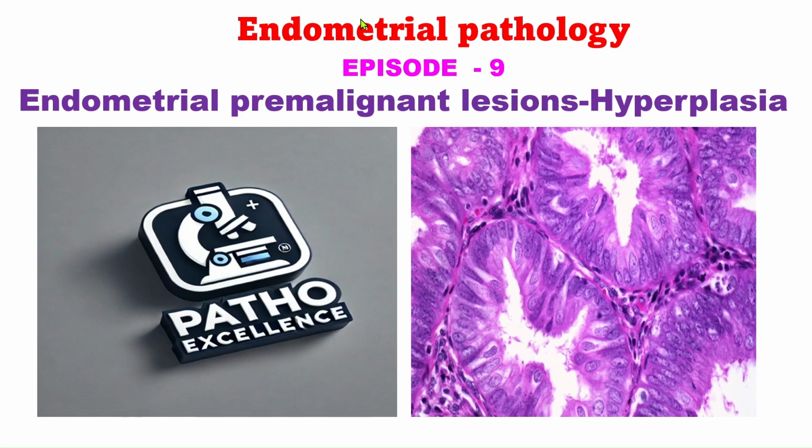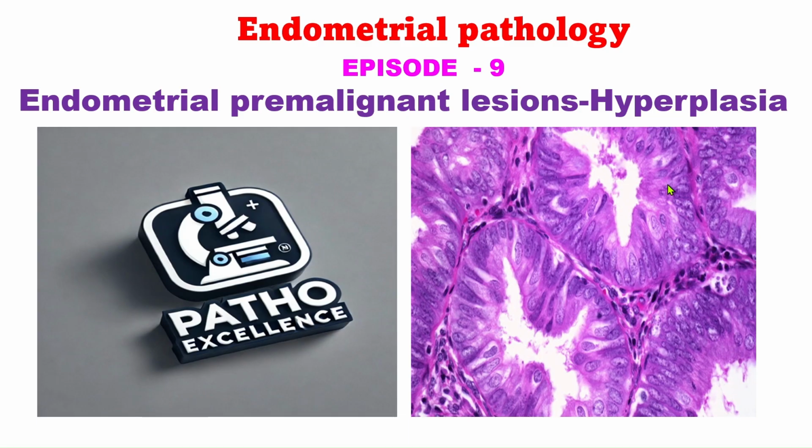In this Endometrial Pathology series episode 9, we are going to learn Endometrial Premalignant Lesion Hyperplasia. These lesions are silent warning signs that the endometrium is moving toward malignancy, and by learning to identify them, from simple hyperplasia to atypical hyperplasia and endometrial intraepithelial neoplasia, we can catch cancer before it develops. So let's unfold the story of how a normal endometrium slowly transforms into carcinoma, one microscopic clue at a time.